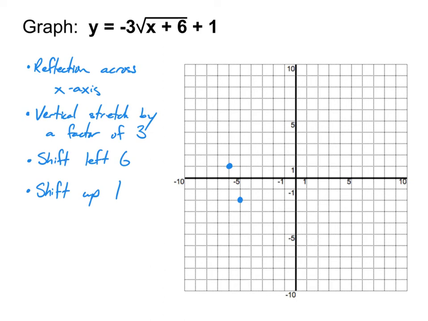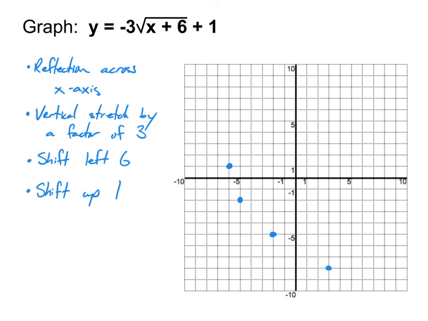My next point, because this is a square root, would normally be right 4, up 2. In this case, it's still going to be right 4, but instead of up 2, it's going to be down because of the reflection, and it's going to be down 6 because of the vertical stretch by a factor of 3. We keep doing the same pattern here. Normally I would go over 9, up 3. In this case, that becomes over 9 and down 9.